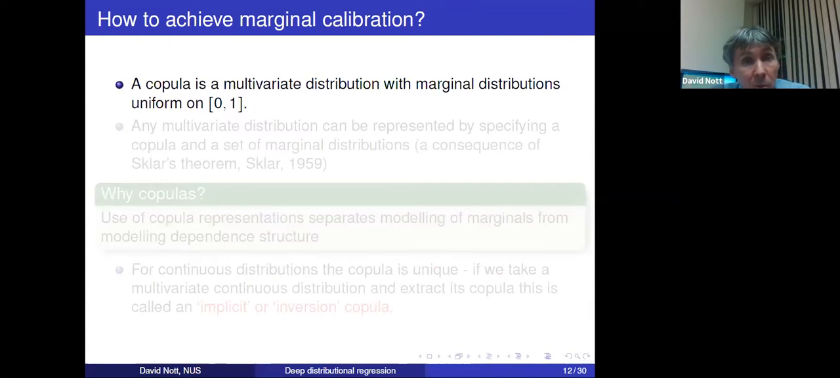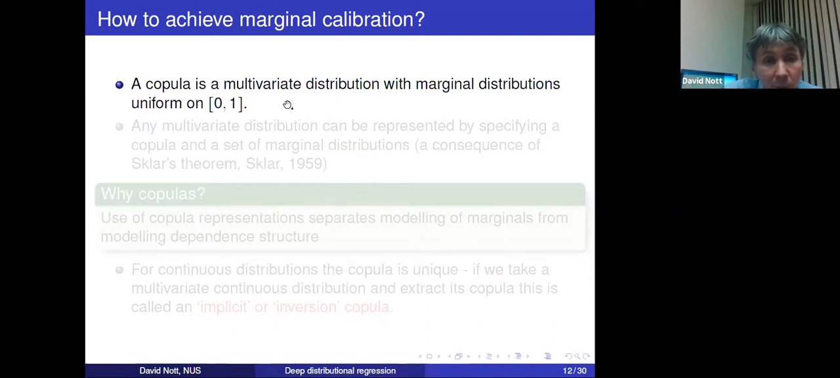So how do we come up with a regression technique that has the marginal calibration property that we seek? Well, we use a method based on copulas. The idea is that we'll estimate the marginal distribution of the response empirically from the training data, and then we'll somehow ensure that this empirically estimated marginal distribution is built into the model. So we're going to use a construction based on copulas.